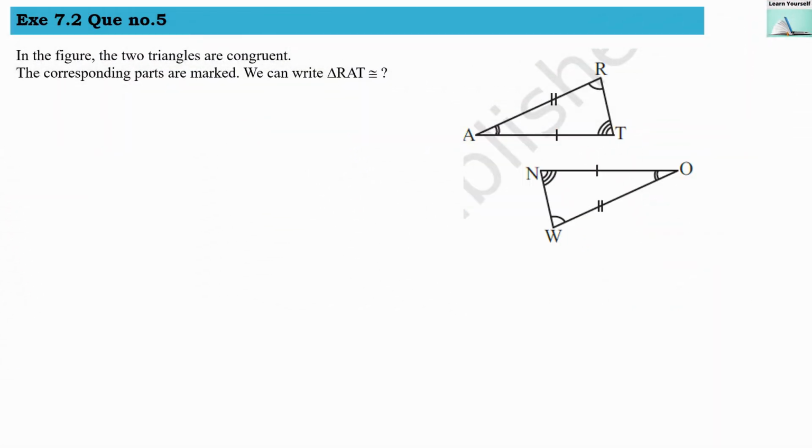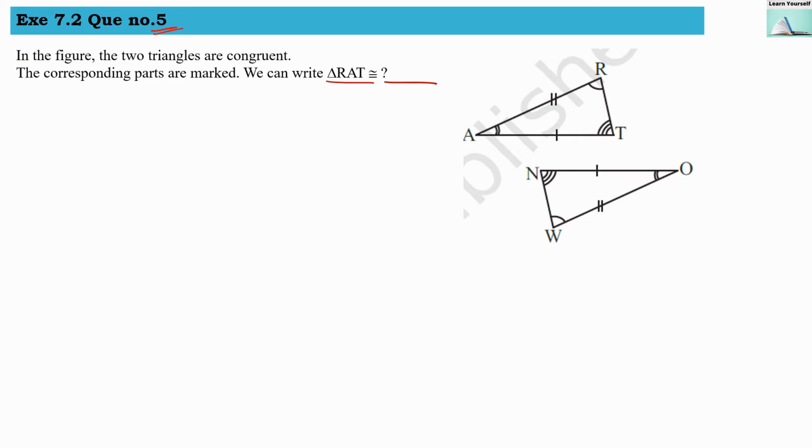Exercise 7.2, question number 5. In the figure, the two triangles are congruent. The corresponding parts are marked. We can write triangle RAT is congruent to which triangle. So we have to identify the correct name here, and we can do that by identifying the correct corresponding parts in these two triangles.